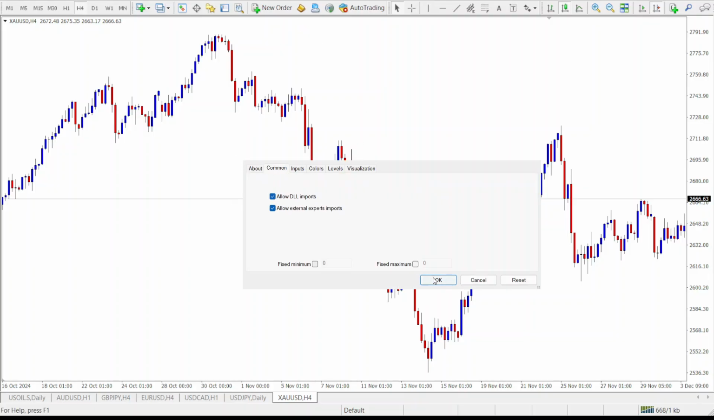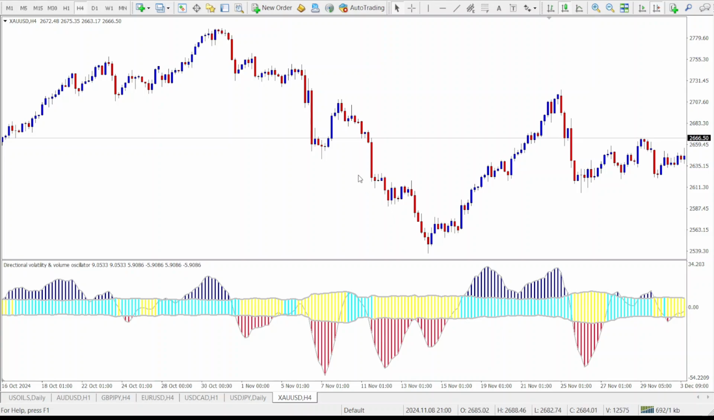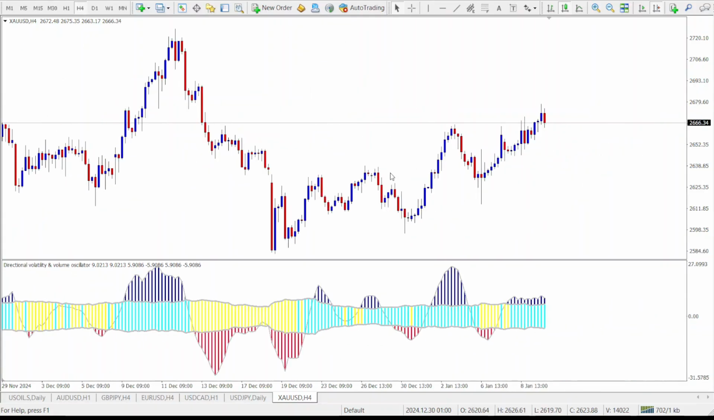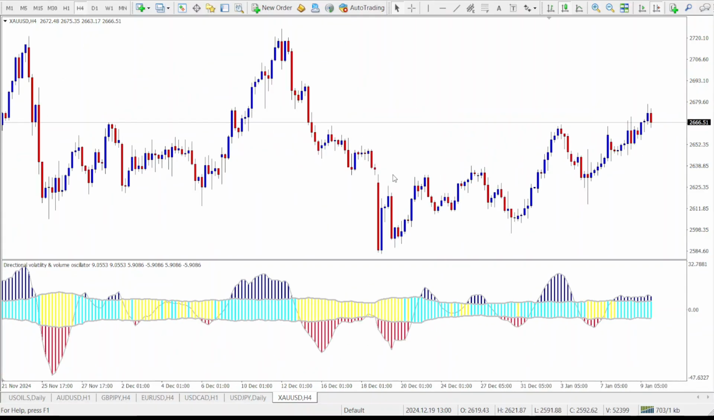So this is the directional volatility and volume oscillator. This is how the indicator looks. Now, even from the name, you're going to know that this is an oscillator. This indicator gives us an idea of the prevailing momentum in the market. If there is a prevalence of bullish momentum, the indicator is going to tell us. If there is a prevalence of bearish momentum, the indicator is going to tell us.